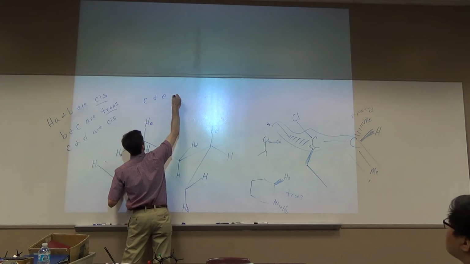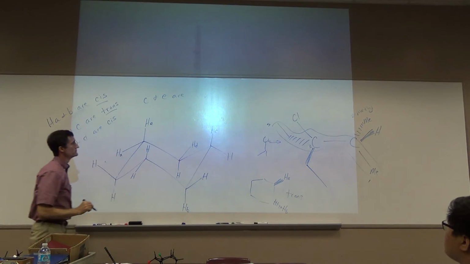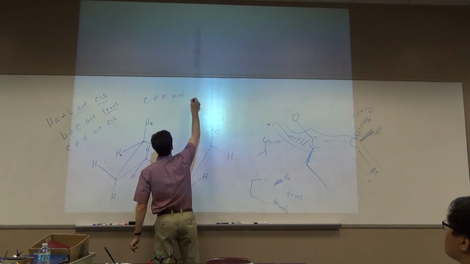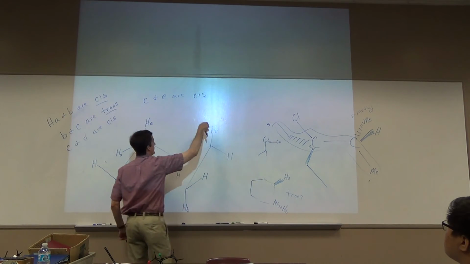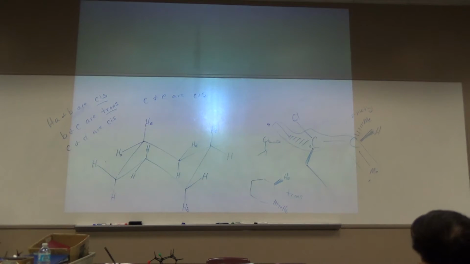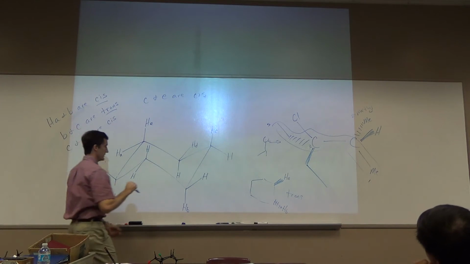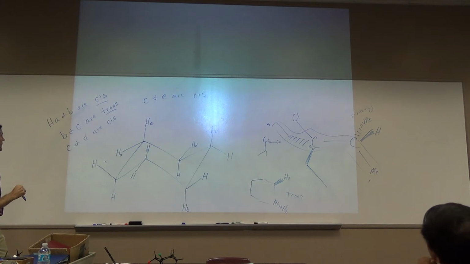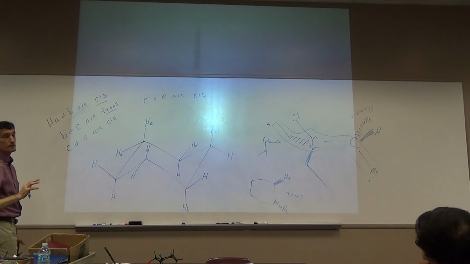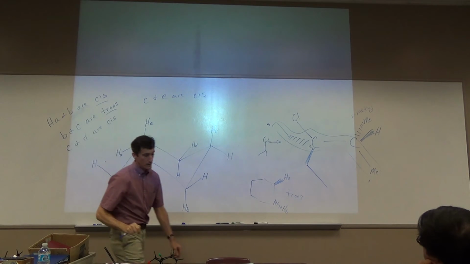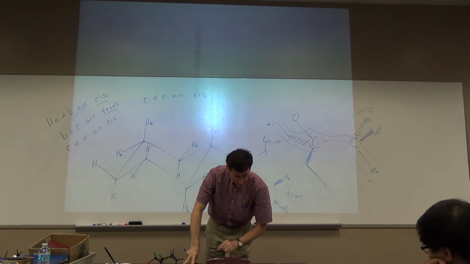C and E are what? Cis. They're both axial, they're cis. But these are both axial and they're trans. So you can't mix the two. It's either up, down. Okay. There we go. Now, let's look another way.